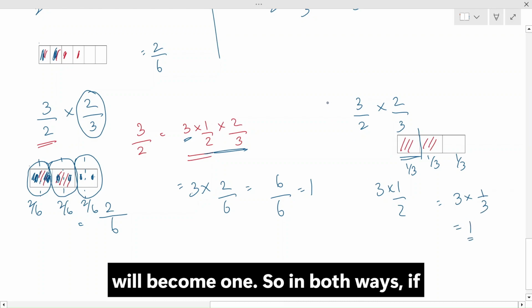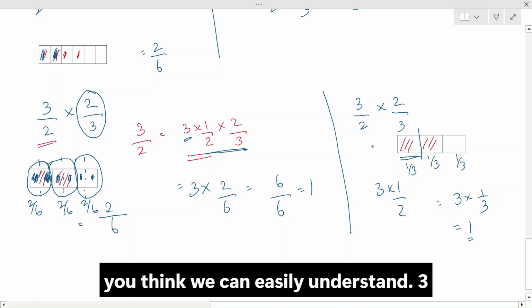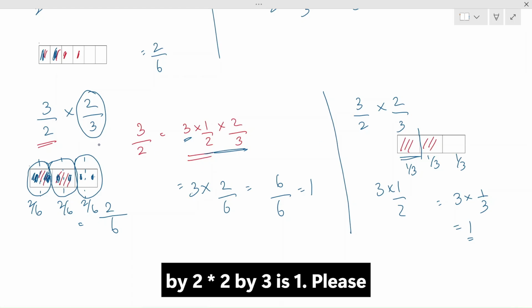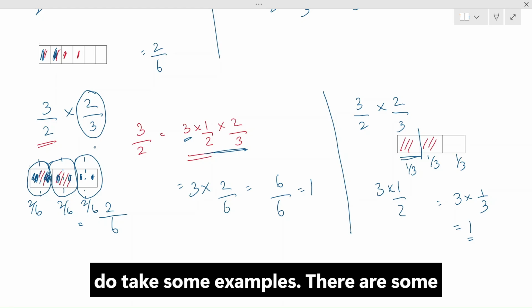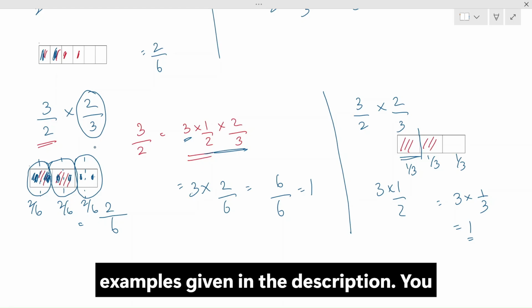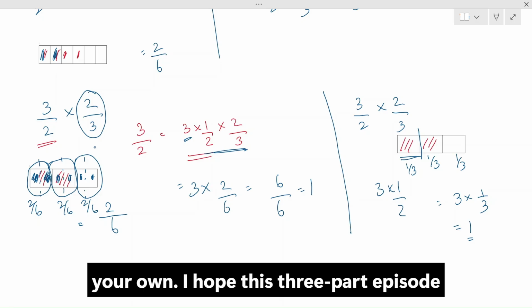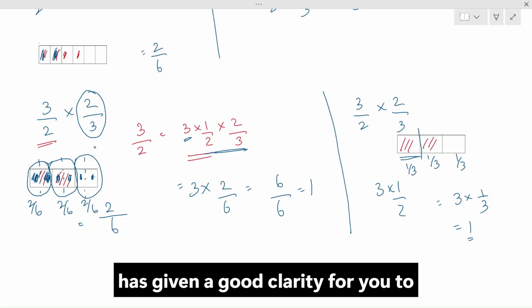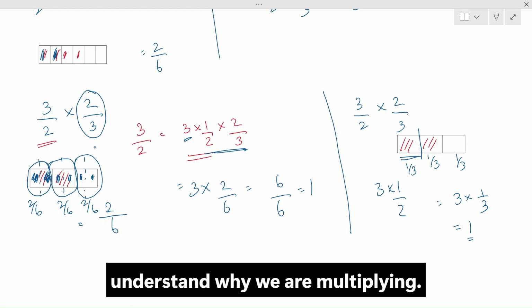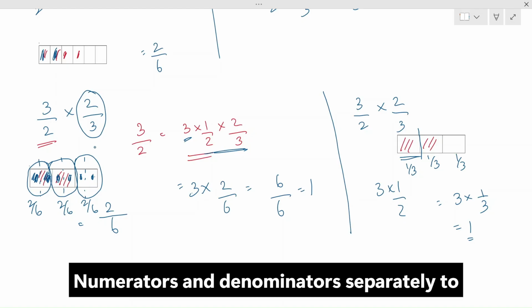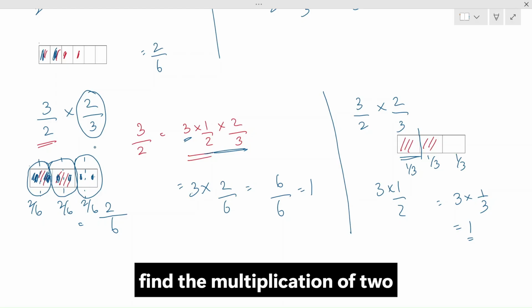So in both the ways, if you see, we can easily understand how 3 by 2 times 2 by 3 is 1. Please do take some examples. There are some examples given in the description. You can use those examples and work it out on your own. I hope this three parts episode has given a good clarity for you to understand why we are multiplying the numerators and denominators separately to find the multiplication of two fractions.